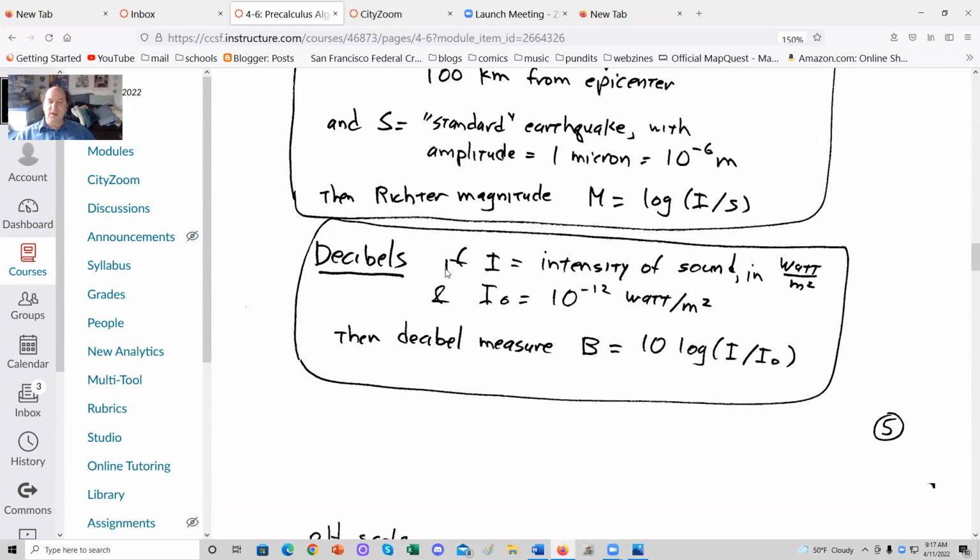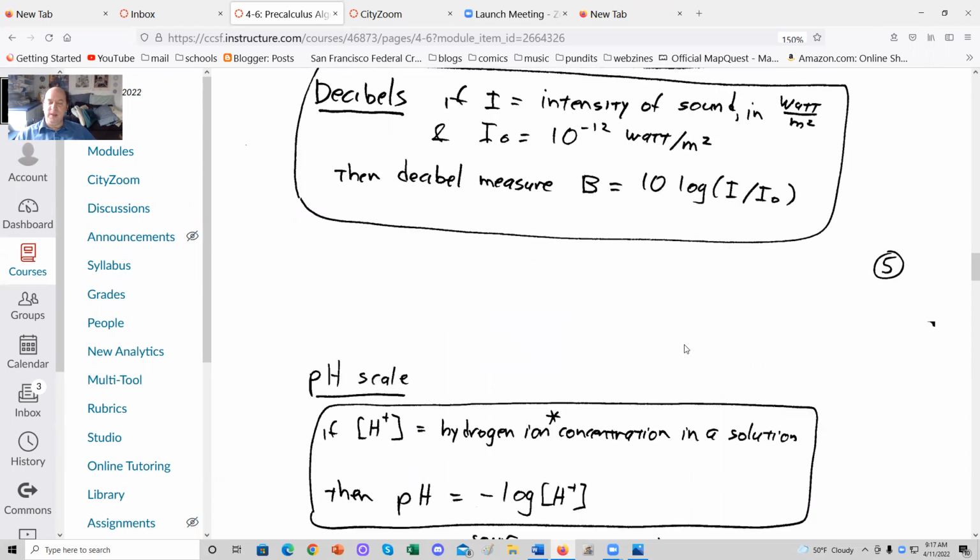And decibels are very similar. We have the intensity of a sound in watts per square meter, and I naught is a standard intensity of one trillionth of a watt per square meter. The decibel measure, B, is 10 times the common log of I over I naught. So every time the intensity of the sound in watts per square meter goes up by a factor of 10, the decibels increase by 10 points.